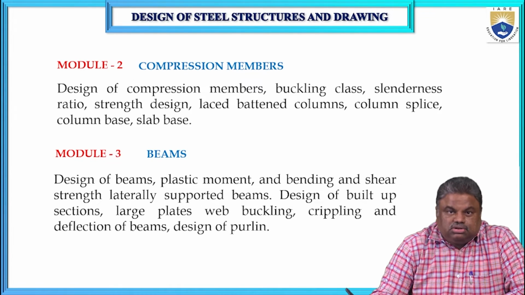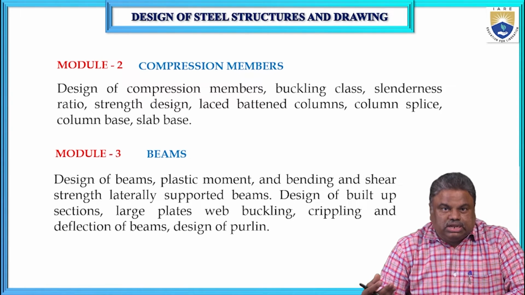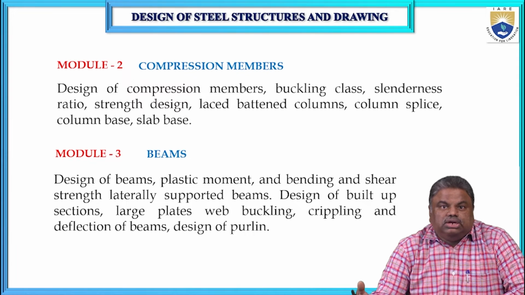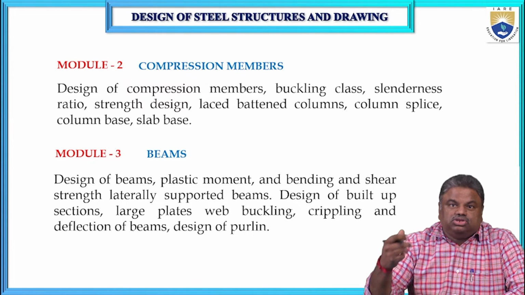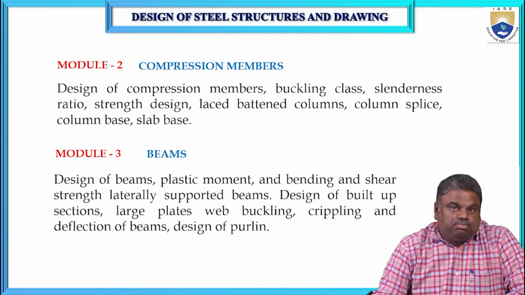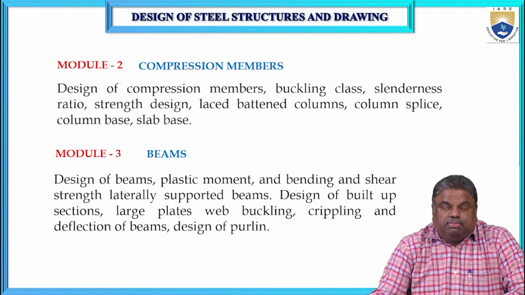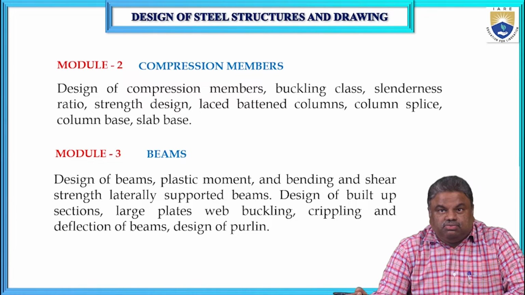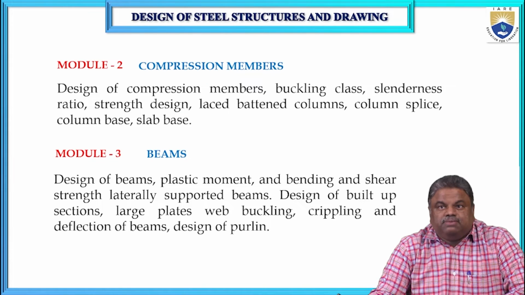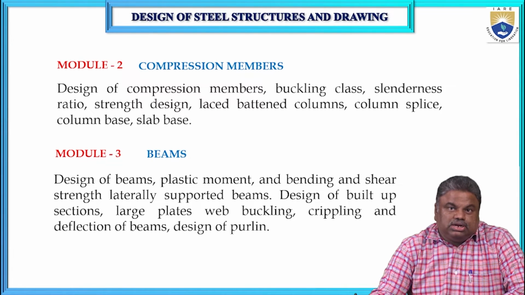And strength design, for the existing members. How to find the design strength of the member if it is used as a compression member, a column or a strut. What is a laced column? What is a battened column? Those things we will see in compression members: how to design these laced columns and battened columns, and column splices, column base and slab base.